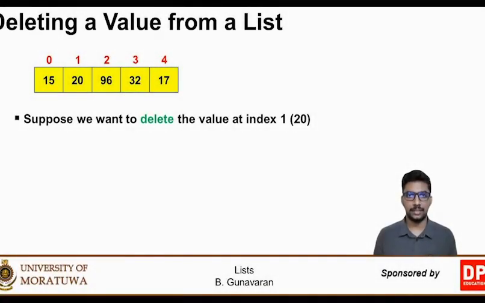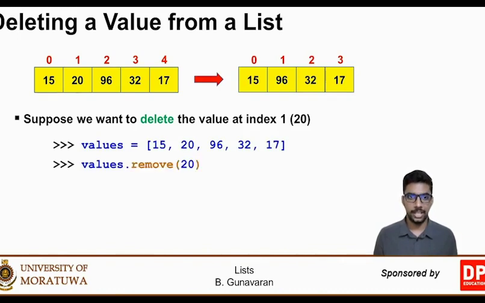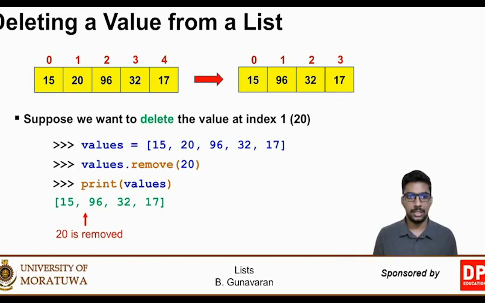The third operation is removing a value from a list. Suppose we want to delete the value at index 1, which is 20. This diagram illustrates what we want to achieve. First, let's create the list. To remove a value from a list, one method we can use is remove. What it does is, it will remove the value given in the brackets from the list. Since the value at index 1 is 20, we call values.remove(20). To check whether the value has been deleted successfully, let's print the list. We can see that 20 no longer exists in the list.